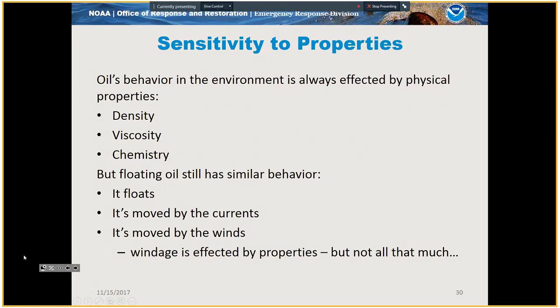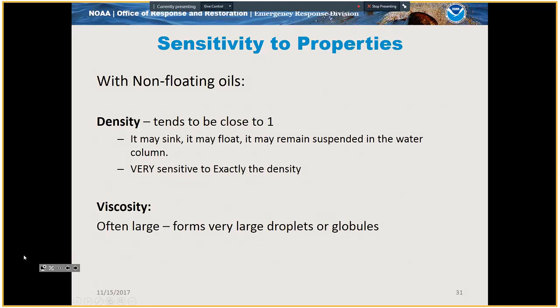Denser, heavier oils get pushed by the wind a little less than lighter oils, but that's the difference between moving at 3% wind speed and 2%. Not the difference between going somewhere completely different. With non-floating oils, however, the density tends to be pretty close to one, and that means a very subtle difference in the density makes the difference between it floating, staying suspended in the water column, or sinking to the bottom. So we need to know not just approximately the density, but exactly the density, and the density is changing as the oil weathers. So it's really, really hard to know, even if we know exactly what it is when it's spilled, what it's going to be a couple days later out in the environment.